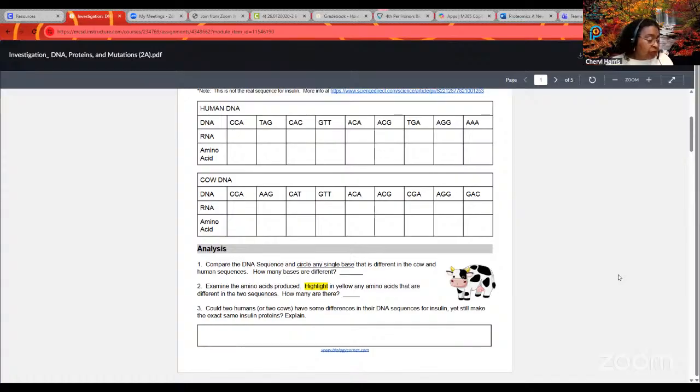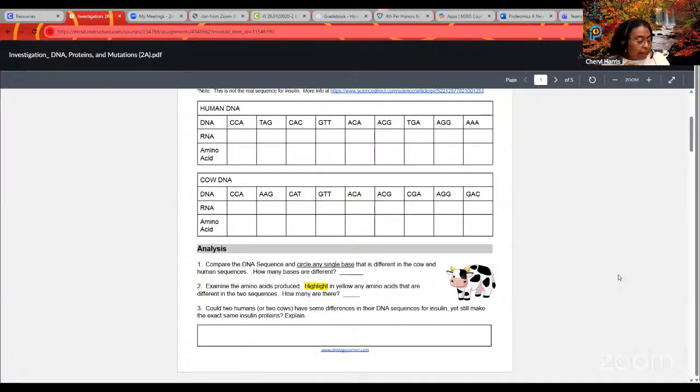All right, the next one for the human is CAC, and for the cow, it's CAT. Different. Circle. All right, then we have GTT for both the cow and the human. We have ACA for both. We have ACG for both. We have TGA for the human, but CGA for the cow. Circle. Both top and bottom.